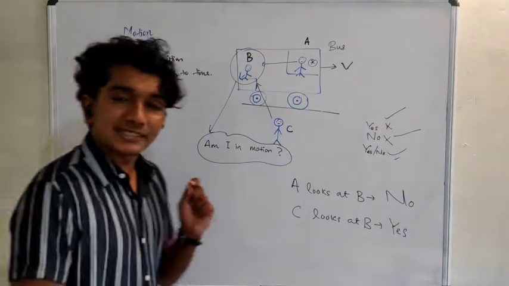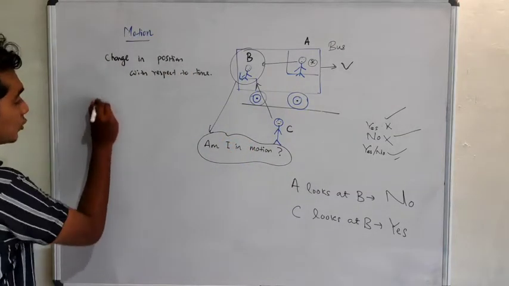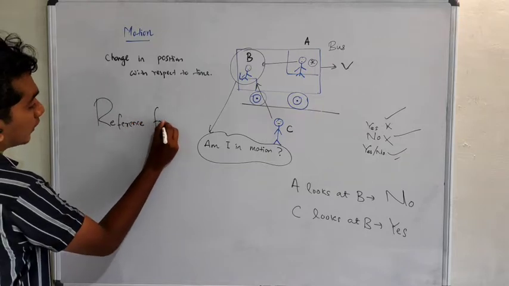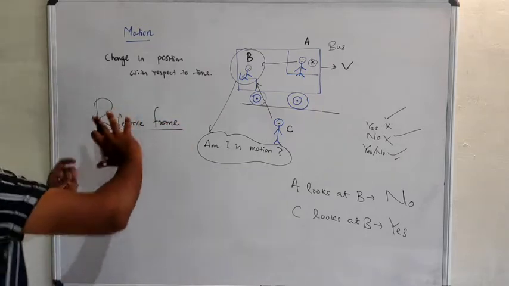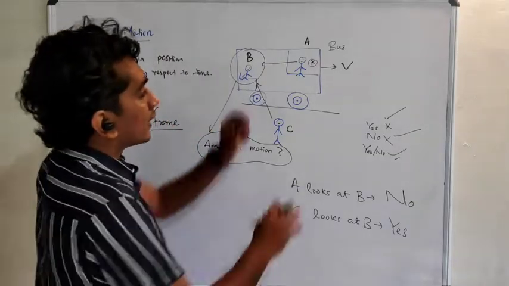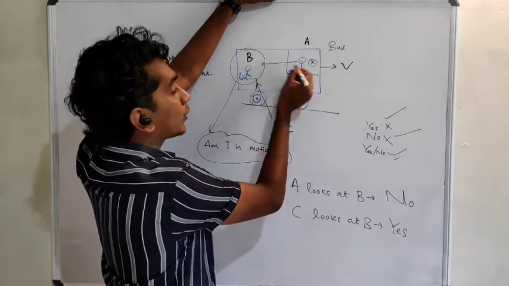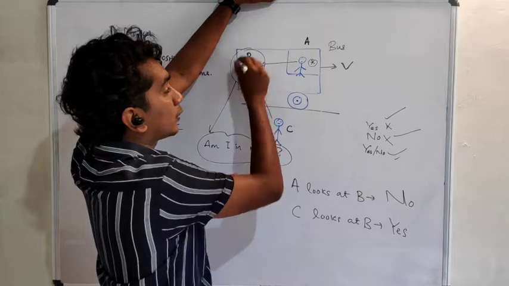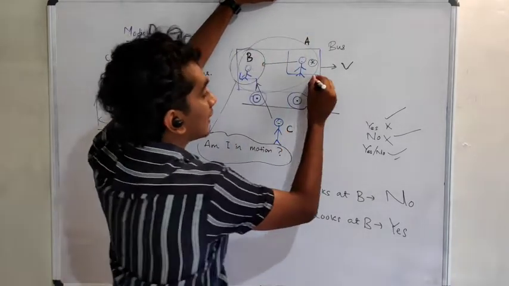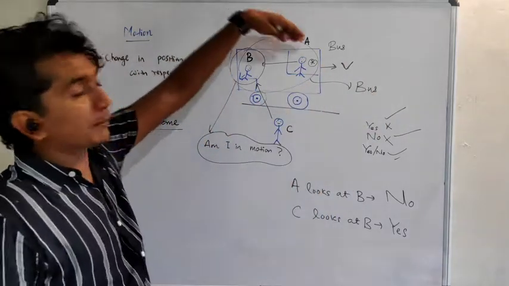Okay, so the idea is very simple. This is known as a reference frame. You have to be very sure about this term, reference frame. The term seems like a very big, gigantic one, but it is very simple. Reference frame means, look at this, inside the bus, this A looks at B. When A looks at B, then A would say that, oh no, this guy is not in motion. So then here the reference frame is bus. What is the reference frame here? Bus only. Inside the bus.